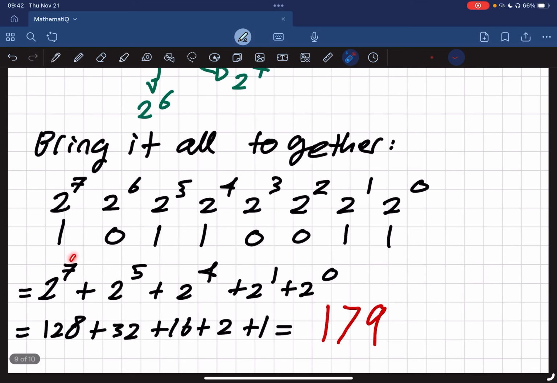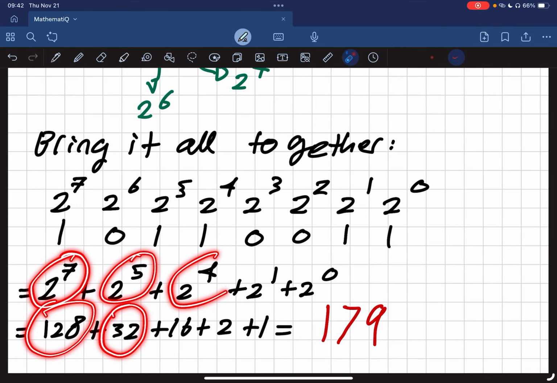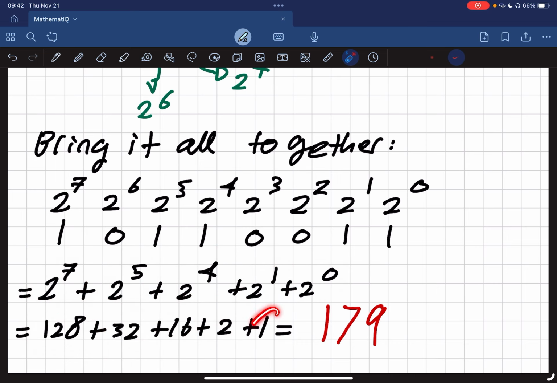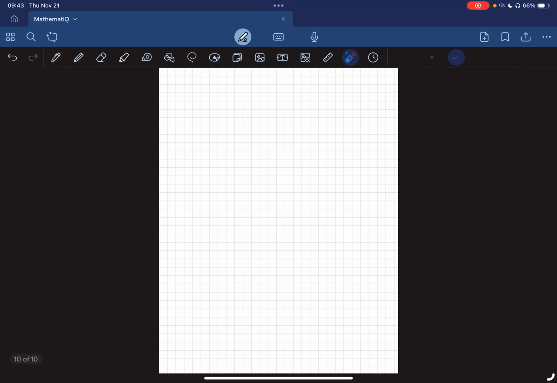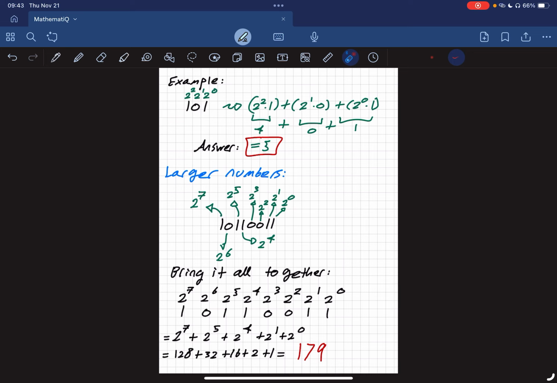Okay? I know that 2 to the 7 is 128. I know that 2 to the 5 is 32. I know that 2 to the 4 is 16. I know that 2 to the 1 is 2. And I know that 2 to the 0 is 1. Adding all of this together, I get 179. And that concludes how to convert from binary to decimal.